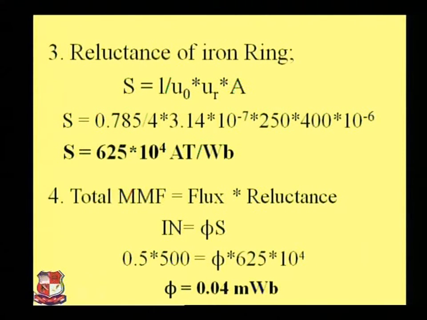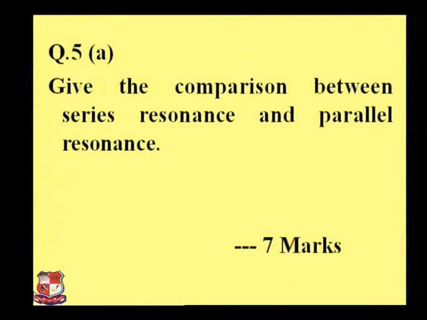Now the total MMF, that is magnetomotive force. The MMF equals total flux into the reluctance. So that one is IN equals flux phi into reluctance S. Now the current is 0.5 ampere and the turns are 500. So putting the values of I and N, equals 250, and S, that is 625 into 10 raised to 4. So ultimately we can get the value of phi, that is 0.04 milliweber. That is the flux generated in the circuit.